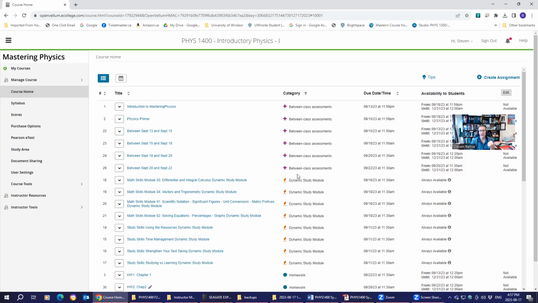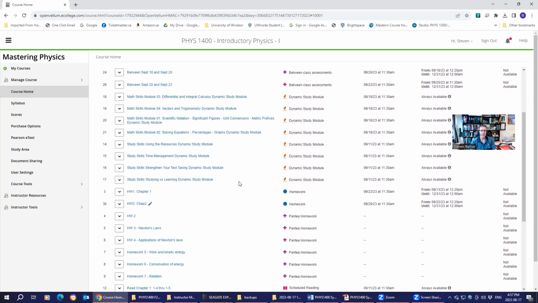I know there's a dynamic study module on forces, Newton's laws, things like that. So you can go through them, and it's like stepping back from our course a little bit and saying, what do I really understand about this subject, and where are my weaknesses and where are my strengths, and what do I need to shore myself up on?